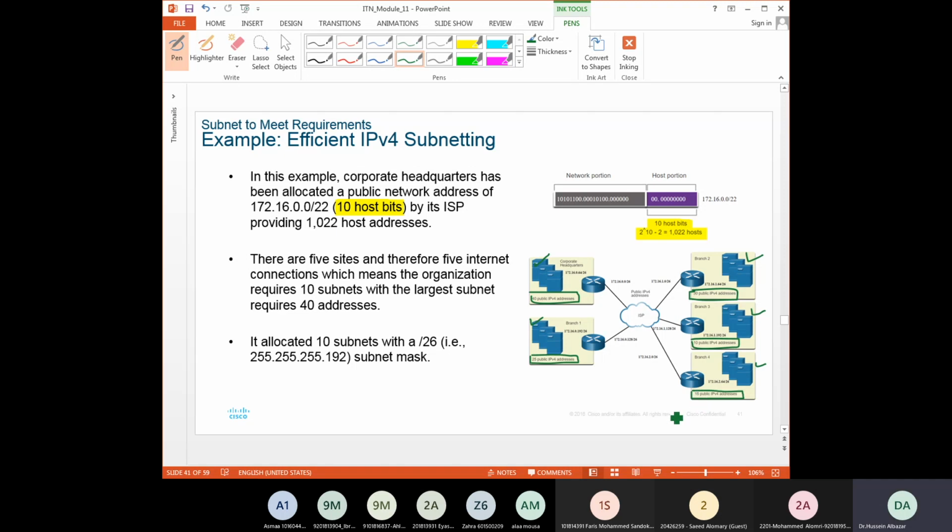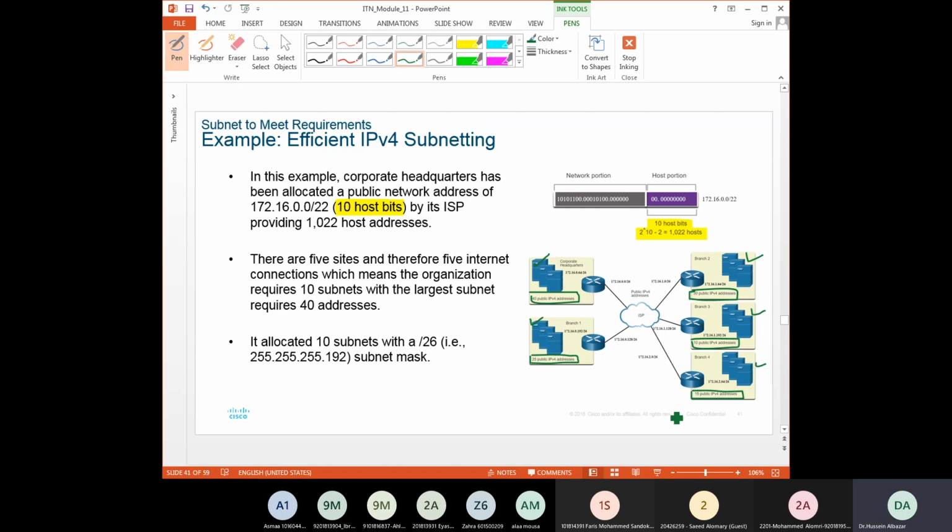So on this network, we have 10 host bits, as we have said. So we have 2^10 minus 2, 1022 usable host addresses that can be used in this network. Now, my question is the following. How many subnets are needed here?